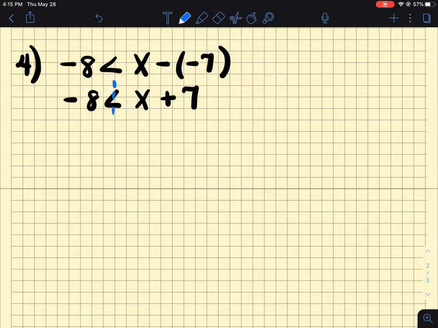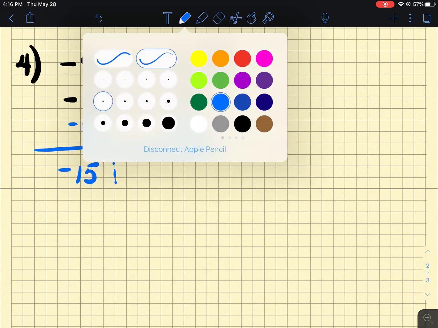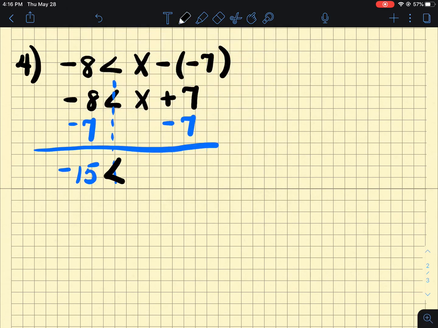Okay, hopefully you paused and you already got your answer, so you're just checking your work. I'm going to subtract 7 from both sides of the inequality. And then it says negative 8 minus 7, that's negative 15. Don't forget this is an inequality, so don't forget your inequality. Sometimes I accidentally put an equal sign. And then we have our x.